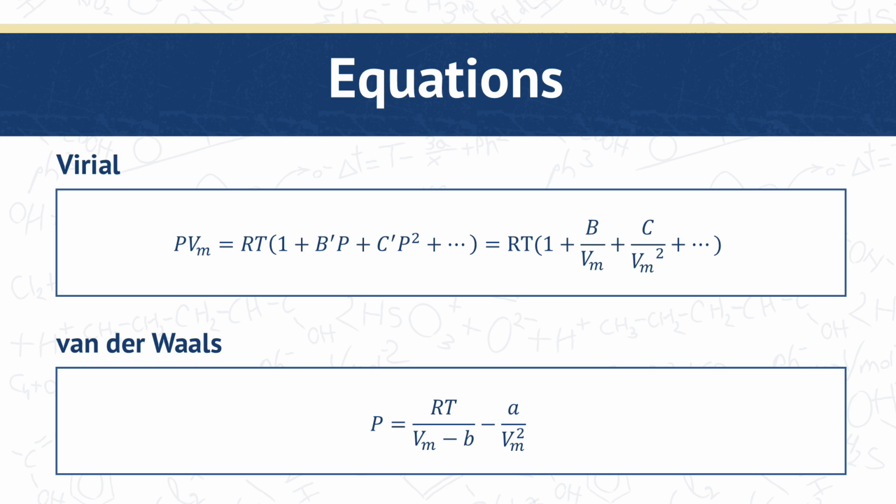And take note that the terms in the parentheses are also equal to Z, or the compression factor of the gas. Next is the van der Waals equation, which is P equals RT over Vm minus B, minus A over Vm squared. This equation has corrections to take into account the intermolecular forces and the volume occupied by the gas. The term A over Vm squared corrects for the intermolecular forces of attraction, while the term Vm minus B corrects for the volume occupied by the gas.